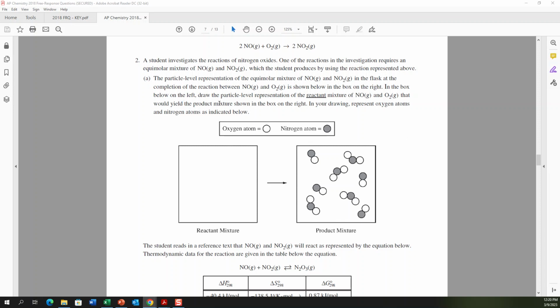In the box on the left, draw the particle level representation of the reactant mixture that would yield this product mixture. In your drawing, represent oxygen atoms and nitrogen atoms as indicated below. So just a circle, oxygen atoms. A shaded circle is a nitrogen atom. They're both basically the same size. All right, so notice right here, this would represent an NO2, and this represents an NO. Okay, so notice we have 1, 2, 3, 4 NOs, and we have 1, 2, 3, 4 NO2s, right? That's what equal molar means, equimolar here.